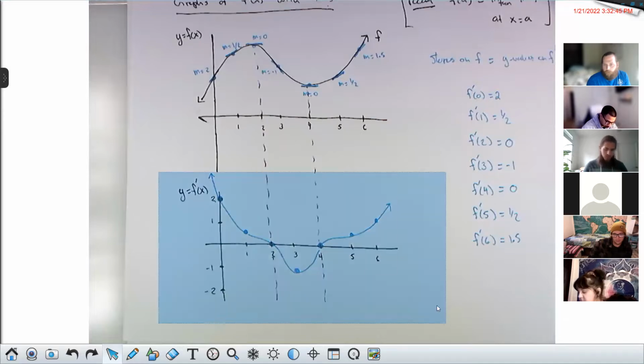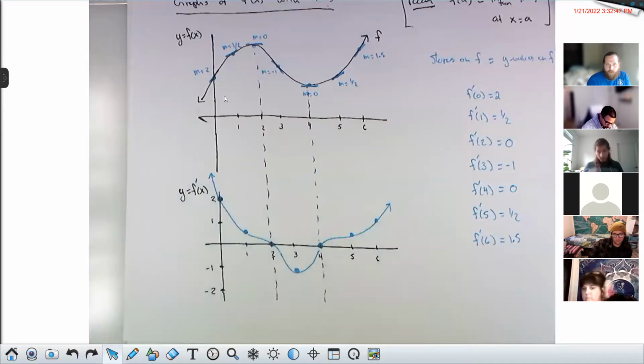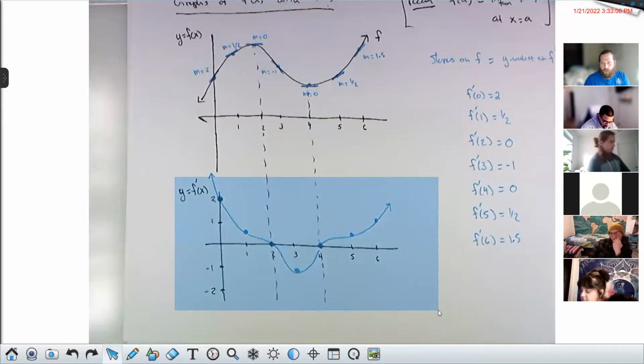And to get a perfectly acceptable picture here does not require good estimates, right? I was very, very sloppy about these slopes. I'm just guessing. But as long as their relative sizes and signs are correct, you will get a good graph down here.